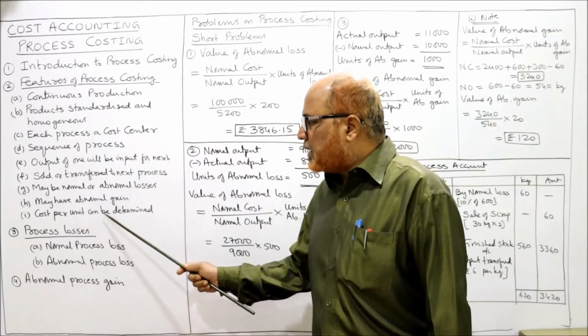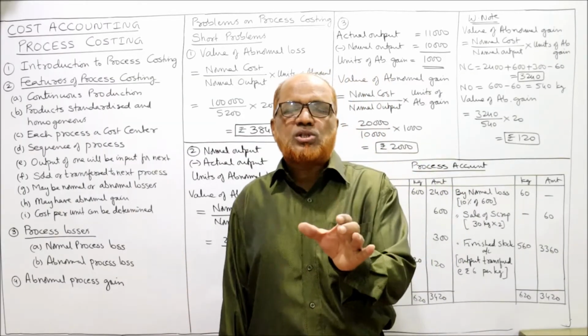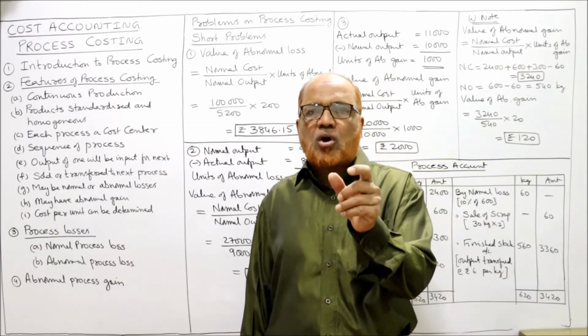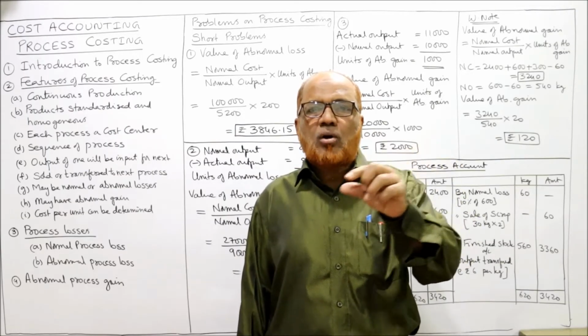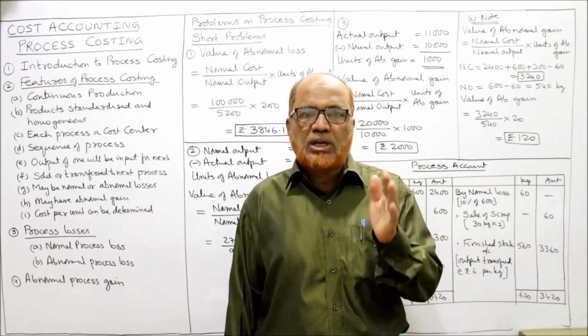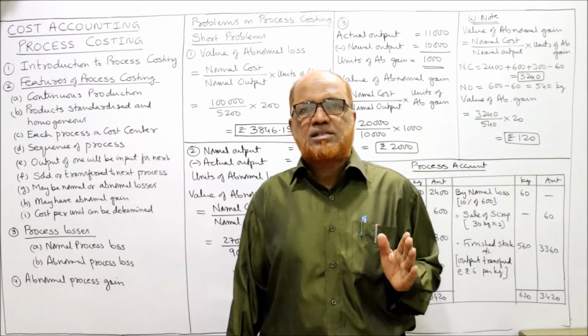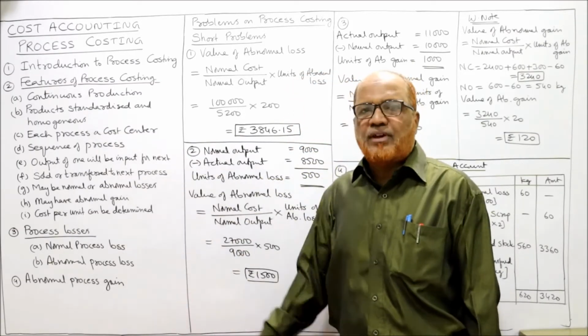Then cost per unit can be determined. In process costing, we can easily find out what is the cost per unit at each stage by dividing the total cost by number of units produced in each process account, in each stage. So these are some of the features.